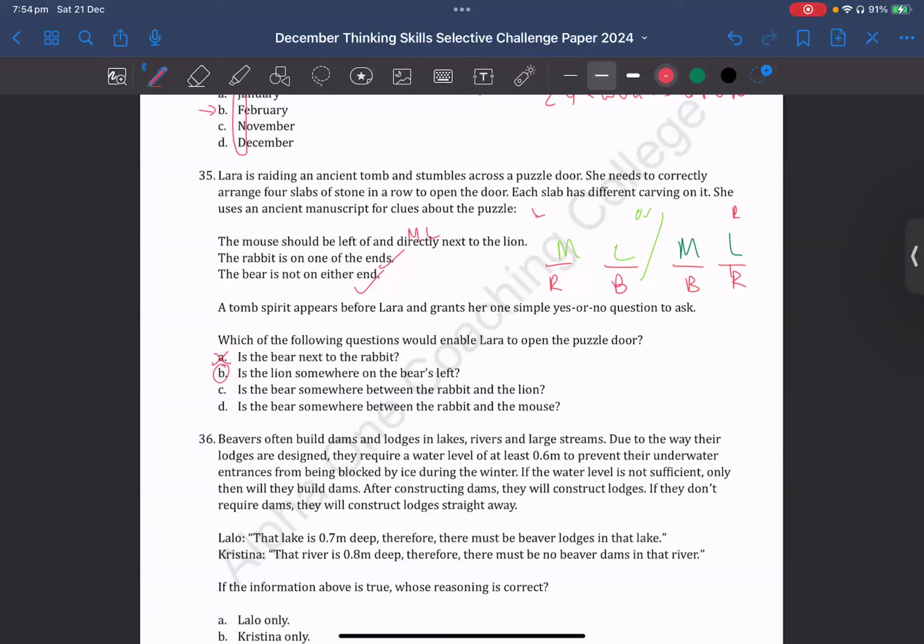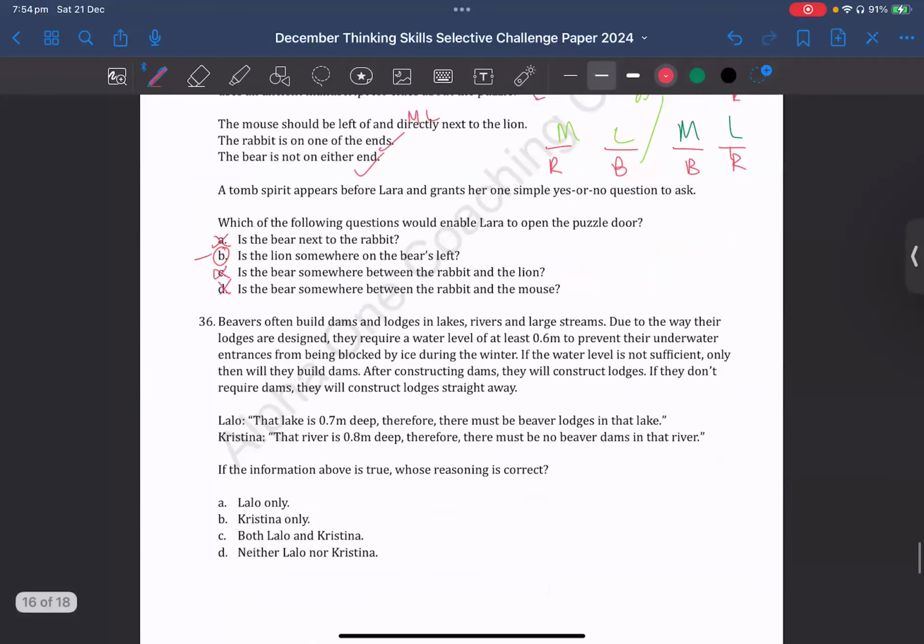And for C, is the bear somewhere between the rabbit and the lion? That doesn't really help us because we know it always has to be between them. And is the bear somewhere between the rabbit and the mouse? Doesn't really help us. So moving on, the answer should be B, sorry.